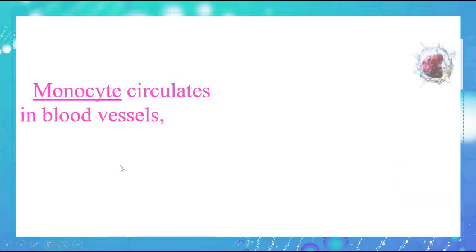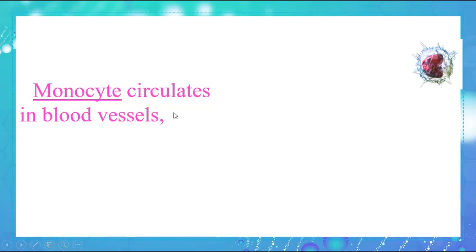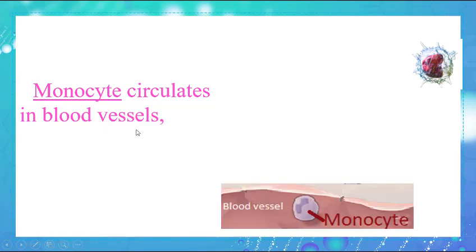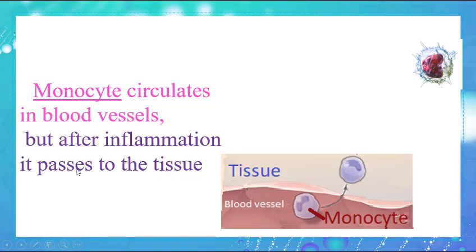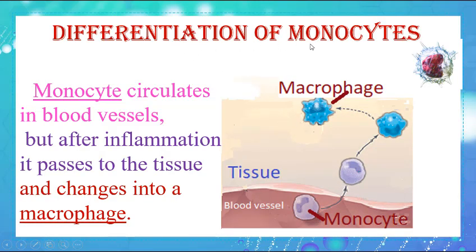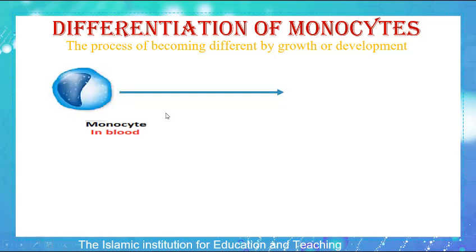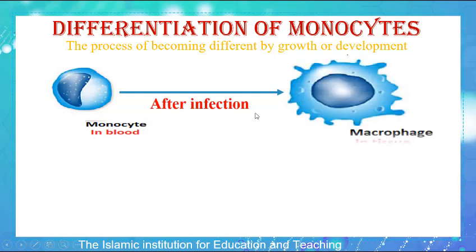The first cell that's going to be involved in this reaction is monocyte, but this cell is going to undergo some changes. Monocyte circulates in the blood vessels, but after inflammation, it passes to the tissue and changes into macrophage. This change is called differentiation of monocytes, which is the process of becoming different by growth or development. Then, as a conclusion, we can say that monocytes present in the blood will have some changes and be bigger in size when leaking to the tissue to become macrophage.